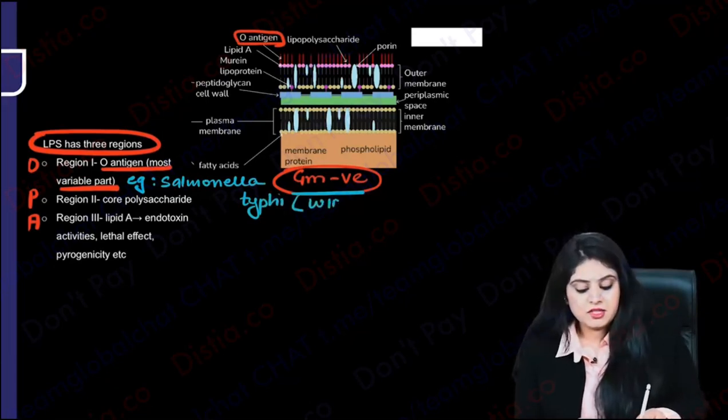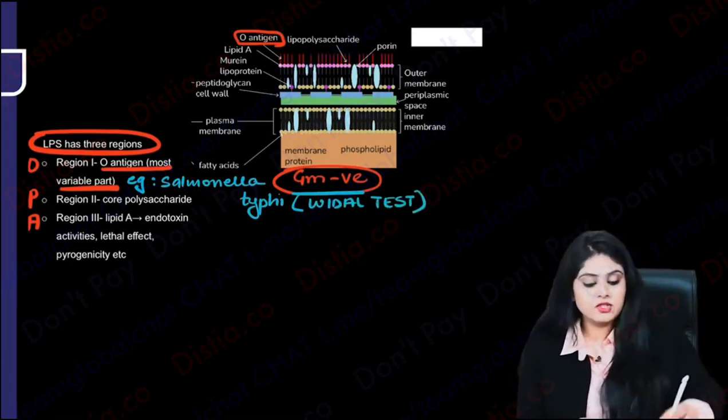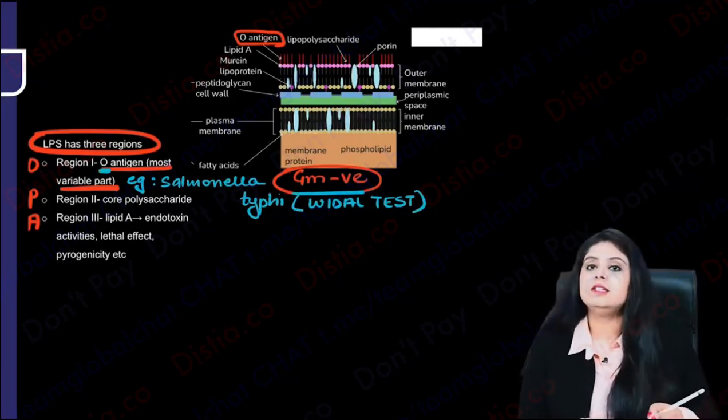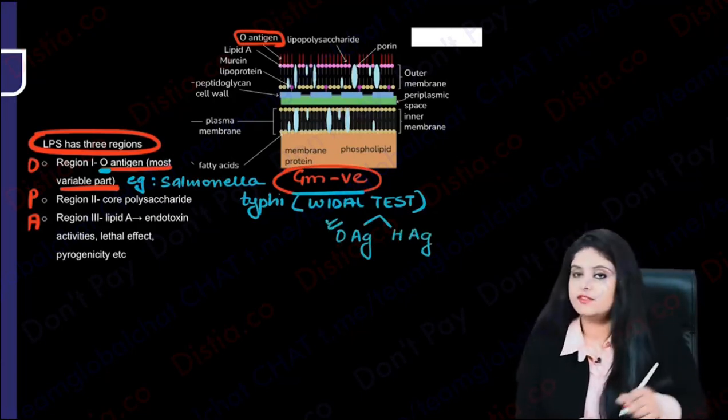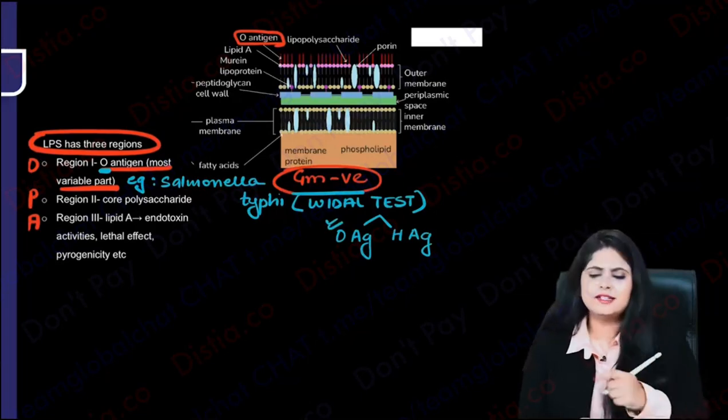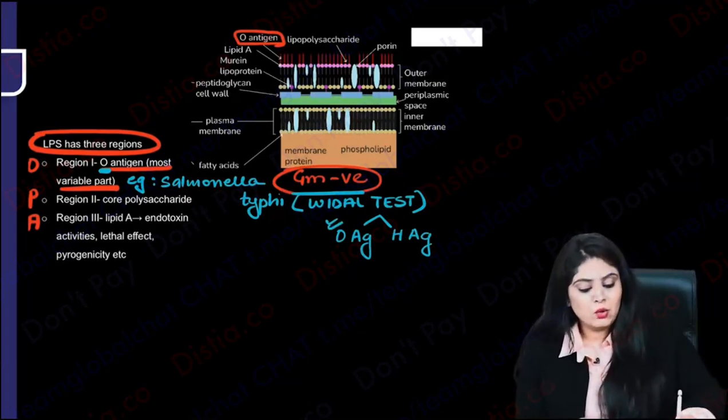You must have heard in typhoid fever there is a test called the Vidal test, and in the Vidal test, which antigen do we study? We study the O antigen. So there are two antigens we study, O antigen and H antigen. O antigen we have studied right now. It's in the lipopolysaccharide. H I'll come to in a while. So O I have understood.